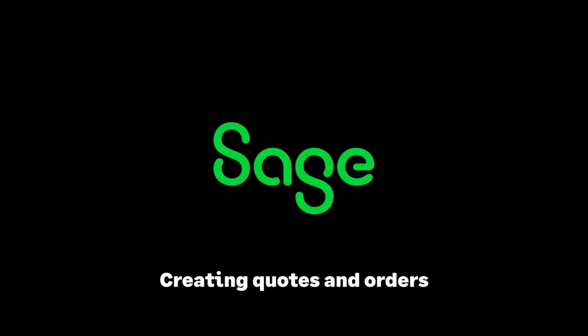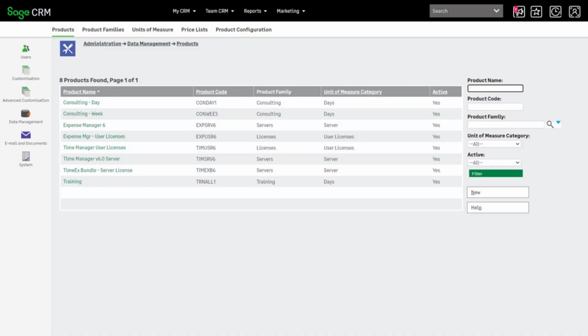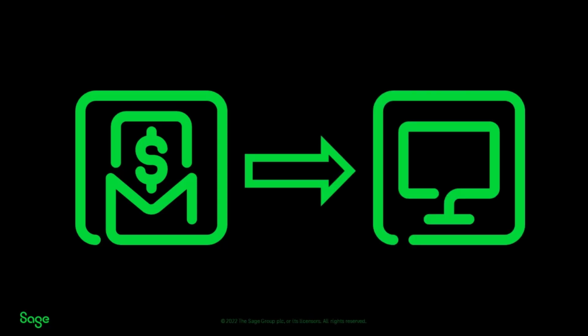Creating quotes and orders. It's easy to create quotes and orders from Sage CRM. Before you start, ensure your system administrator has set up product families, products, and price lists. You can create an immediate quote to send to a customer and link it to an opportunity later.